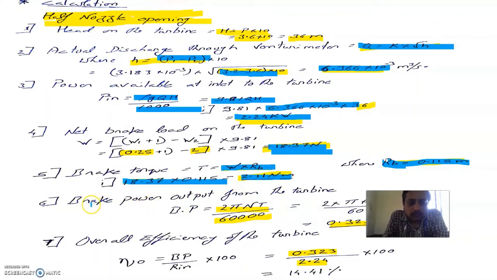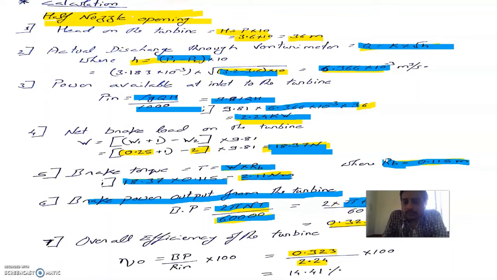Next you are calculating the brake power output from the turbine. The equation for that is 2 pi N T divided by 60,000. Pi is 3.14, N is the RPM value, that is 1466, and T is already found out by you, that is 2.11. Divided by 60,000, you get a value around 0.32 kilowatt.